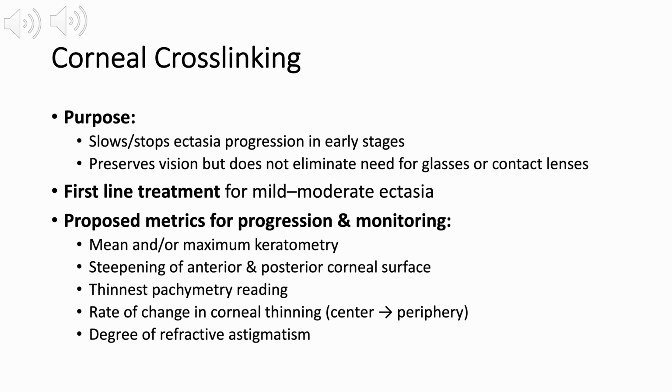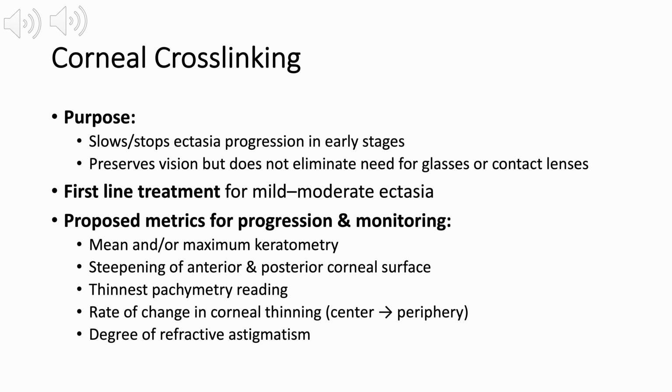The main purpose of corneal cross-linking is to slow down or stop the progression of corneal ectasia, particularly when it is detected in its earlier stages. By stiffening the corneal structure through the riboflavin-UV interaction, the procedure helps preserve vision and prevent further deterioration. However, it is important to emphasize that cross-linking does not eliminate the need for glasses or contact lenses, as most patients still require optical correction for functional vision.